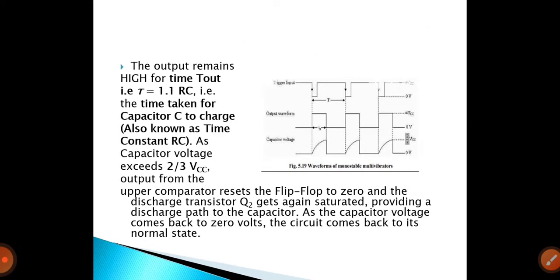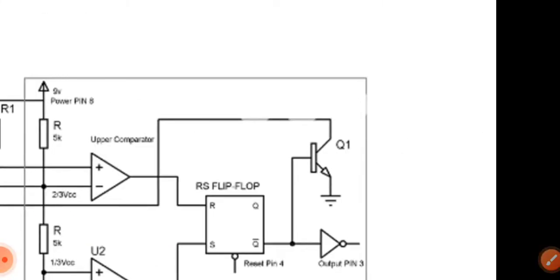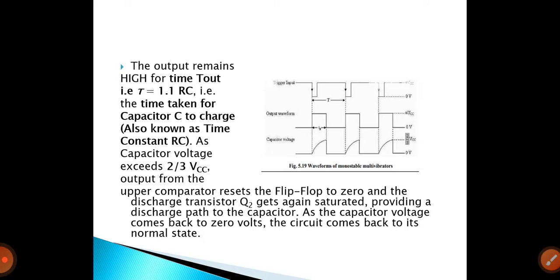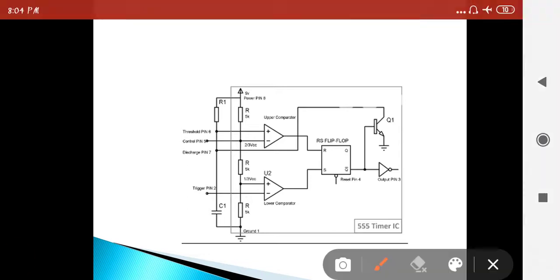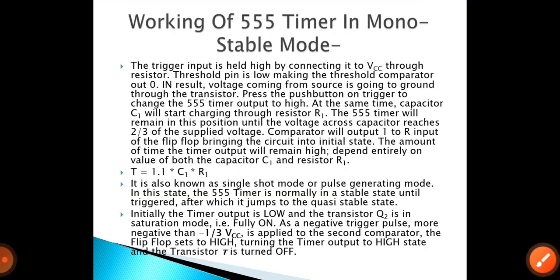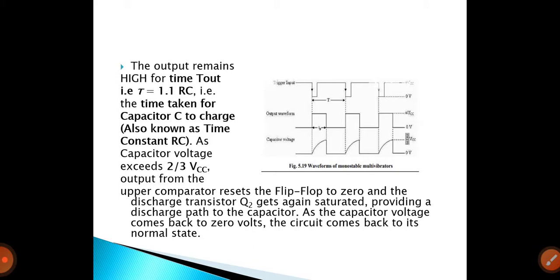Means the upper comparator is reset to what? The flip-flop is reset to 0. Here the 0, here the 1. When it is 0, it is 9 volt, it is 10 volt. Right? That time what does it come? 0. And the discharge transistor Q2 is in the on state, gets saturated again, providing the discharge path to the capacitor. The Q2 is in the on state, the capacitor is discharging. As the capacitor voltage comes back to 0 volts, the circuit comes to its normal state.